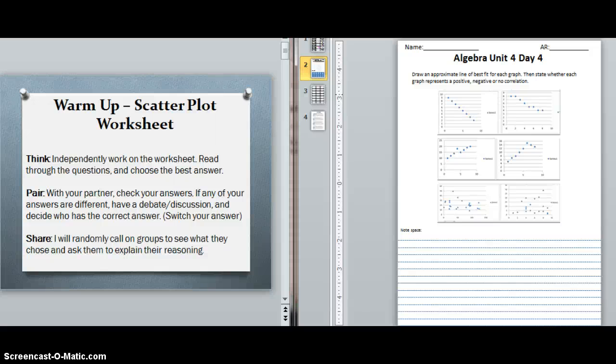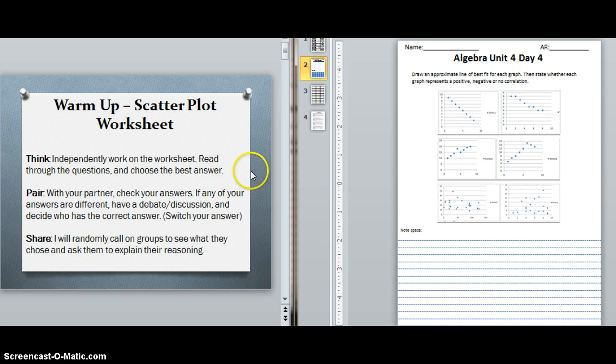So this day is kind of nice because it gives students a chance to revisit the idea of correlation, but also it allows them to extend it into the idea of correlation coefficient, allowing them to really get specific about how correlated something is. When they come in, they're going to see this worksheet over here, which has them graphing a line of best fit for different scatter plots, and then describing the correlation that they see there.